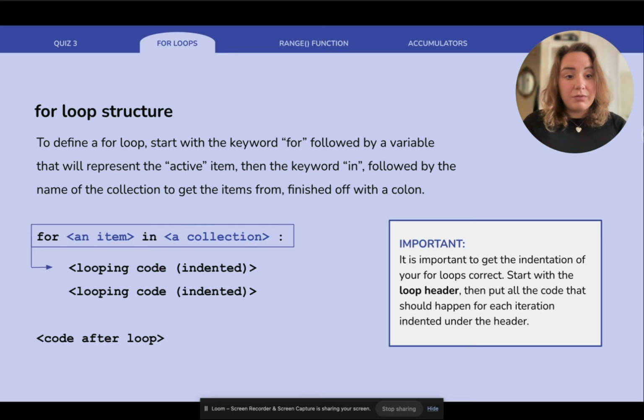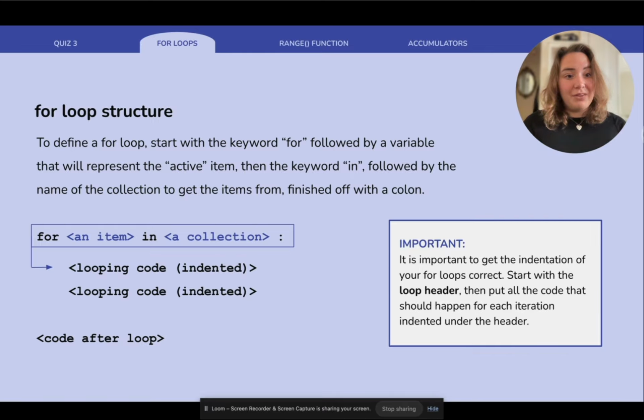So we start off our for loop by saying the word for, and then the next item we give is a variable name. And that variable is going to represent the active item at that time. So the item or the apple that I'm currently peeling and cutting. Then we use the keyword in, and then we follow that with our collection of items. So my basket of apples, let's say.